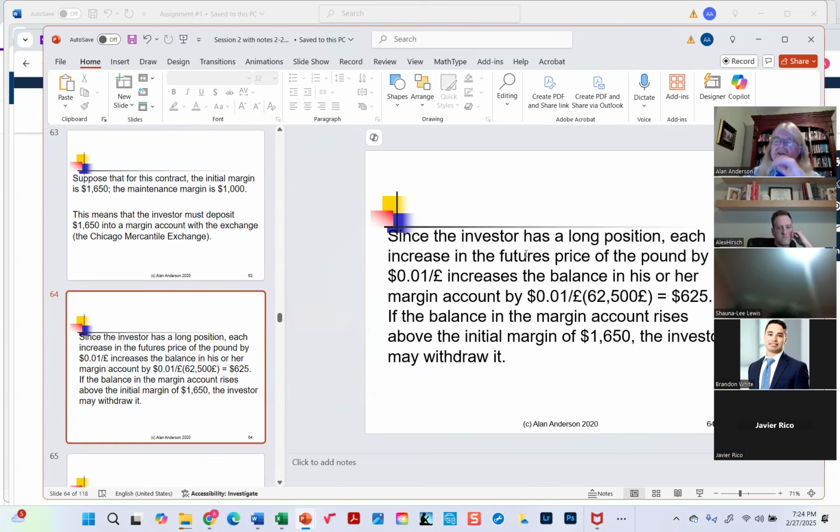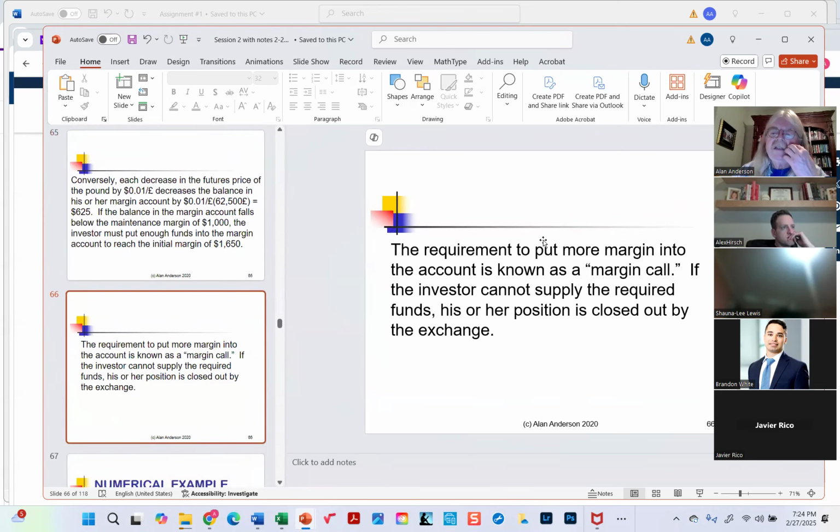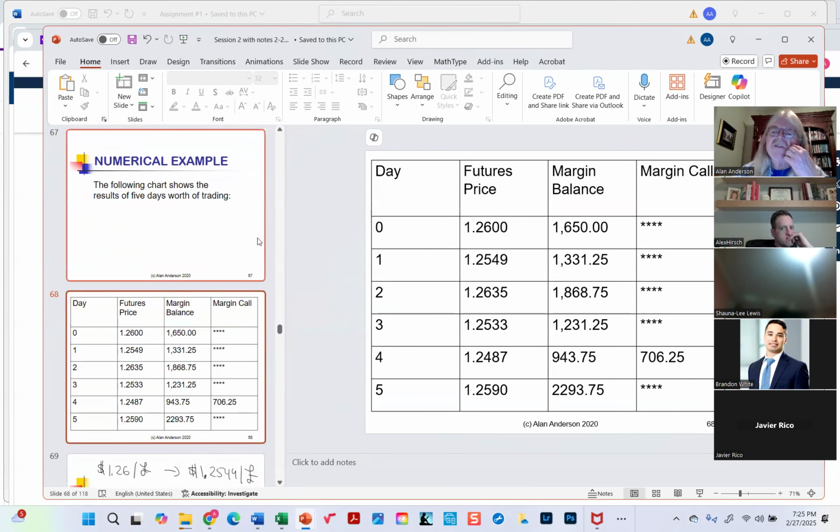Now, every time the exchange rate changes by a penny, that changes the value of your position by $625. If the balance goes up, you can take the surplus above $1,650. If it goes down, you may have to put more money into your account. So let's take a look at this case. Now, so here we have the price.